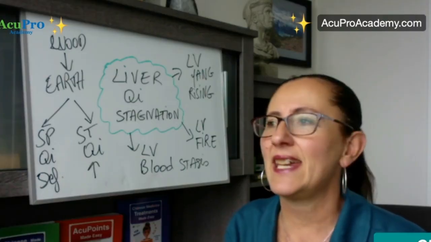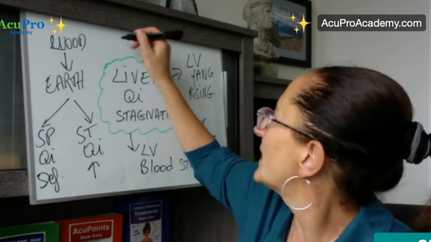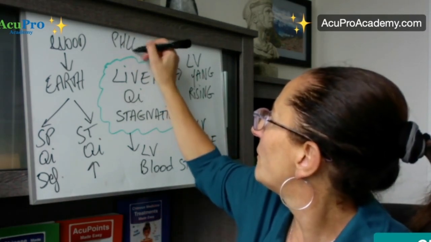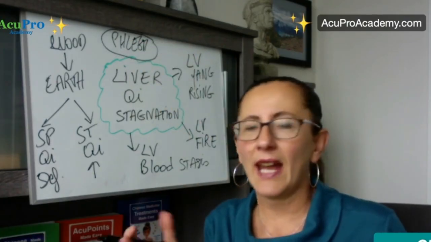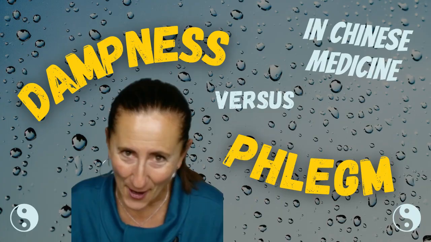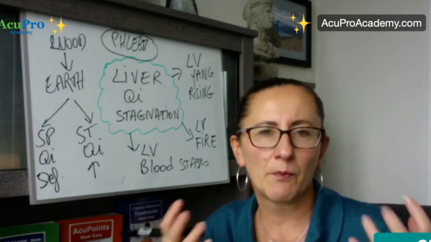One more is the creation of excess fluid, okay? Specifically phlegm and dampness as well. I have a whole video on phlegm and dampness, the difference and how do we differentiate them. But no matter what, it's excess mucus, excess body fluid.